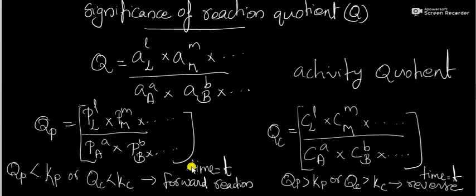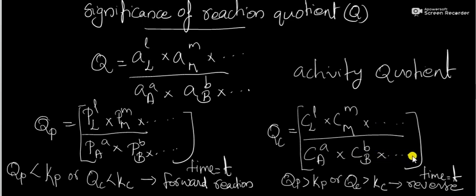Where time will be a specific time, that is time equal to T. Then what will be the expression for QC? QC is equal to CL. Here C represents concentration into Cm to the power M into etc. whole divided by CAA into CBB into etc.